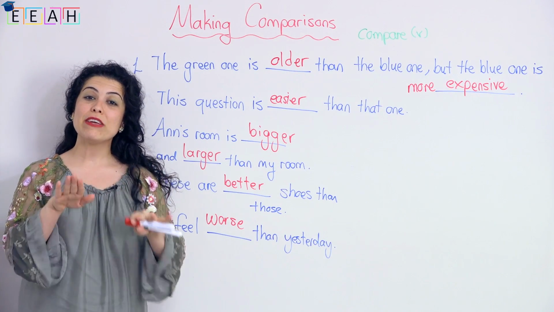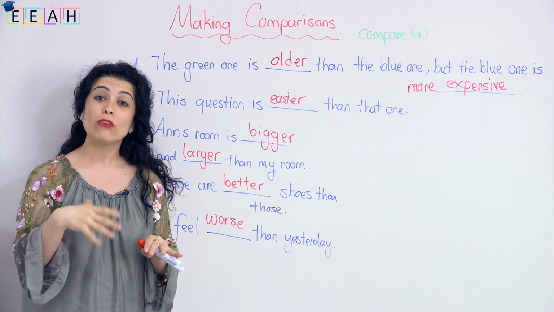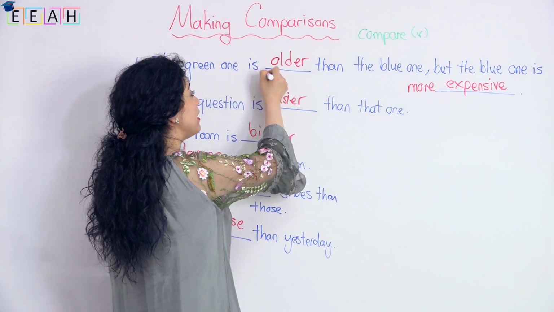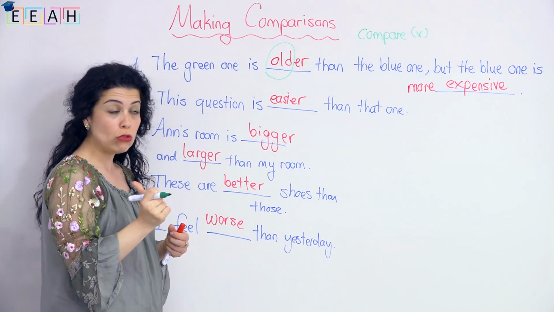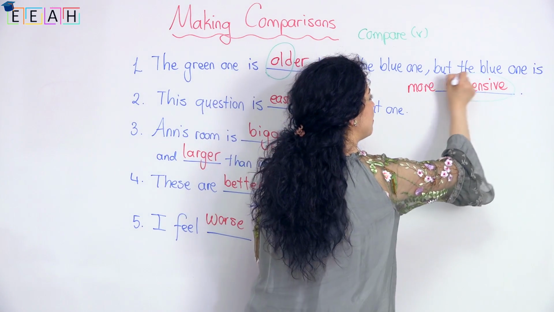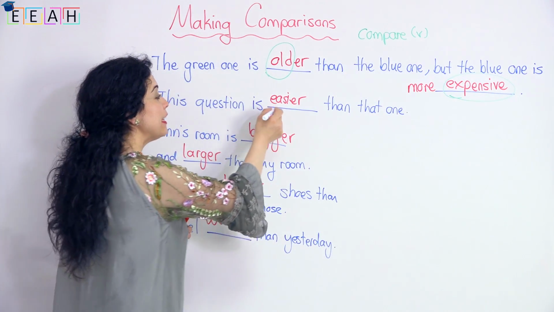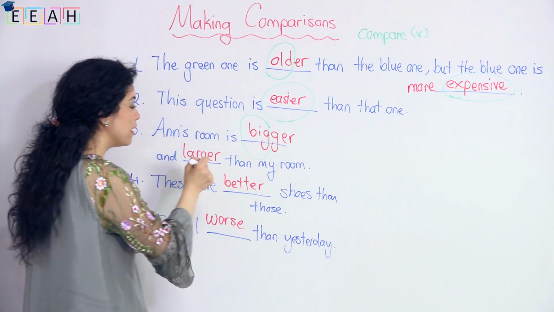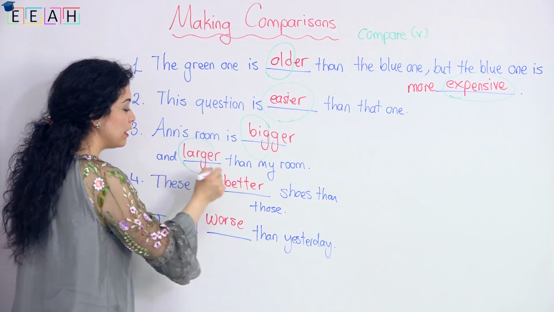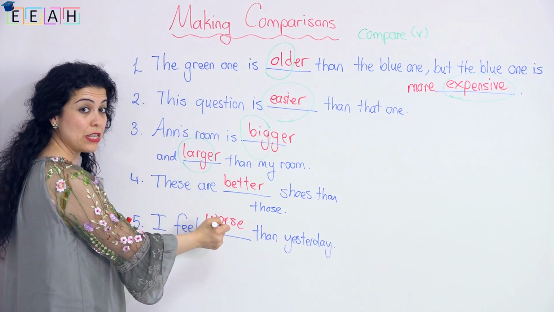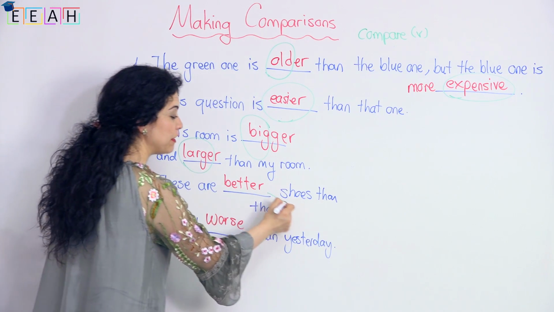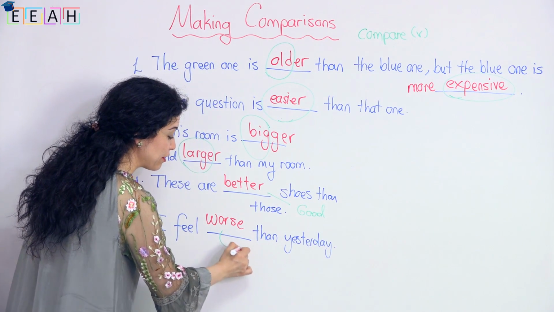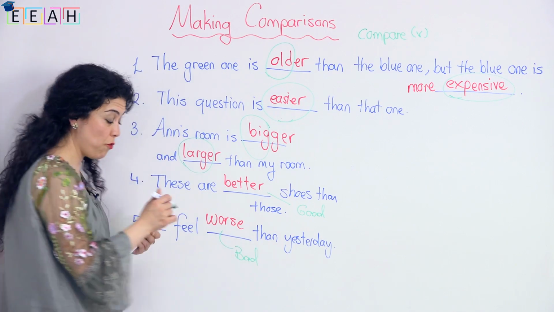When you are comparing things, you work on the adjectives. So we need adjectives as you see. So here, what are the adjectives? We have old, yes. Expensive, yes. Easy is an adjective. Big, large, better and worse. The original word itself is good. Okay, and here, bad, but they changed form.